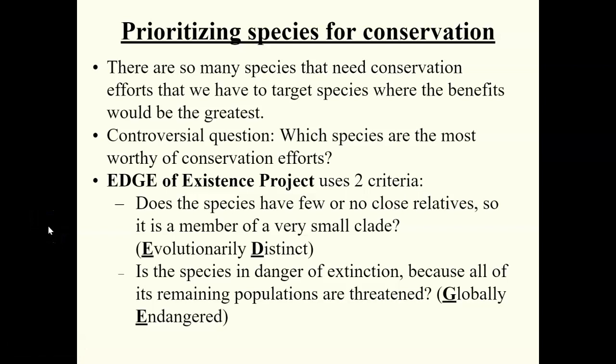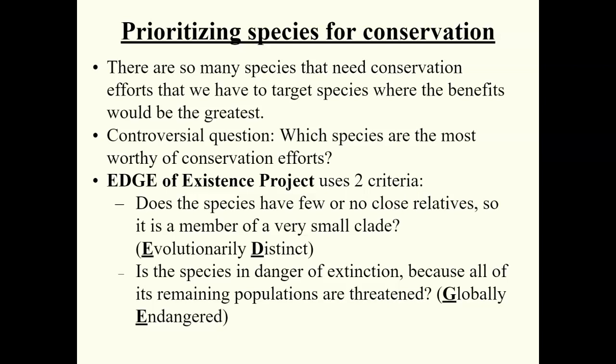Prioritizing species for conservation can be very controversial. There are a lot of species out there that need conservation efforts, and it's hard to choose which ones we will target for the most help. There is a project, organization is a better word, that does this, that makes these tough choices, and they are called the Edge of Existence Project. You do need to know the details of the Edge of Existence Project. This is an IB standard.